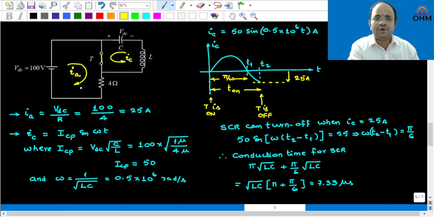Whenever SCR is turned on, the 25 ampere component will flow, and because of the LC circuit, a resonant circuit will be formed that will have a sinusoidal component. Whenever that sinusoidal component is equal and opposite to the 25 ampere, at that time SCR will get turned off. So it is triggered at t is equal to 0. From that instant until T2, SCR will be in conduction period. So that is the solution.